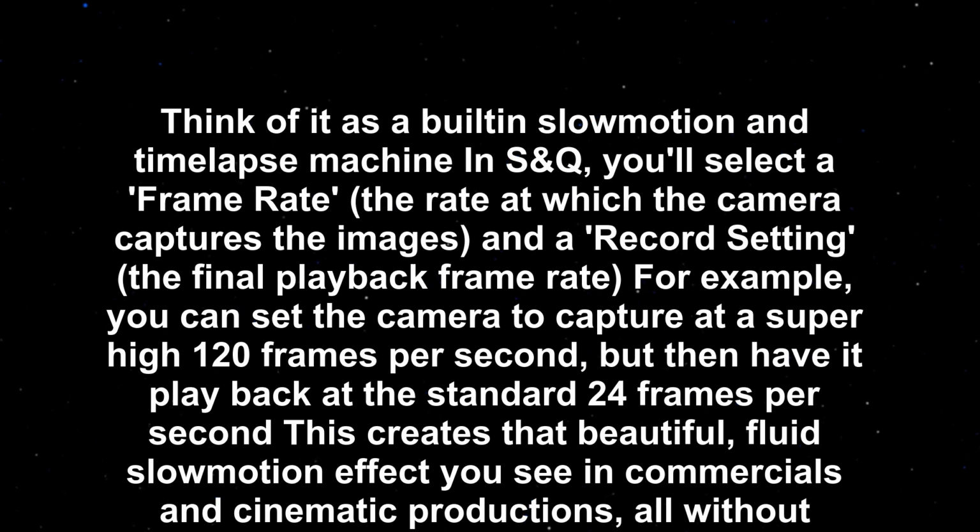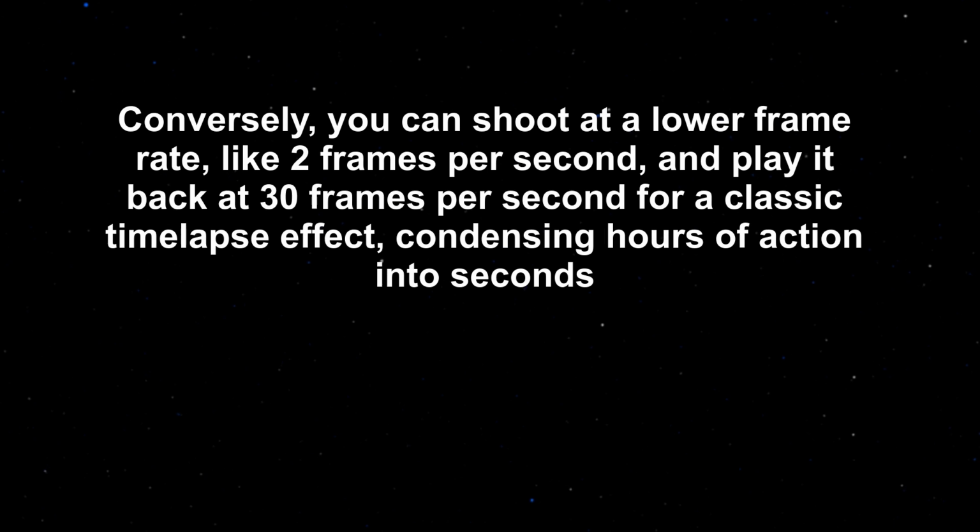For example, you can set the camera to capture at a super high 120 frames per second, but then have it play back at the standard 24 frames per second. This creates that beautiful, fluid slow motion effect you see in commercials and cinematic productions, all without needing post-production software to achieve the speed change. Conversely, you can shoot at a lower frame rate, like 2 frames per second, and play it back at 30 frames per second for a classic time-lapse effect, condensing hours of action into seconds.